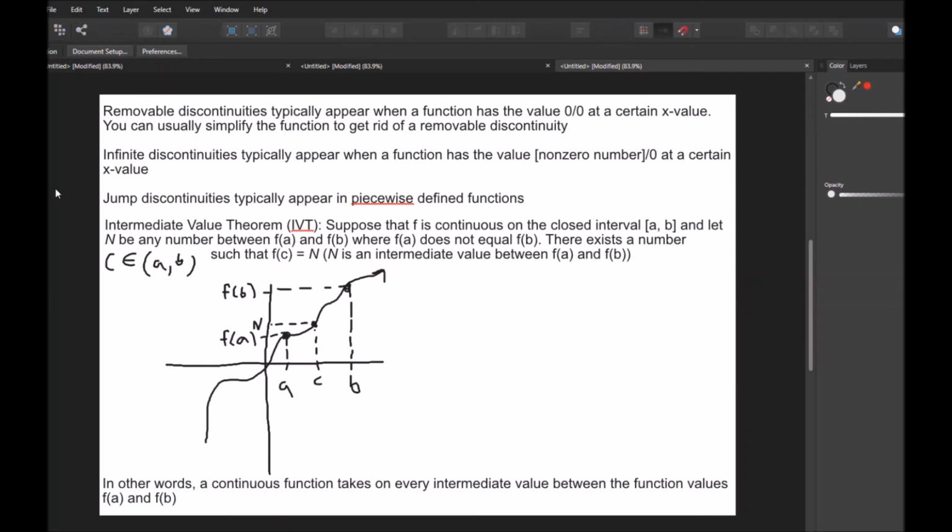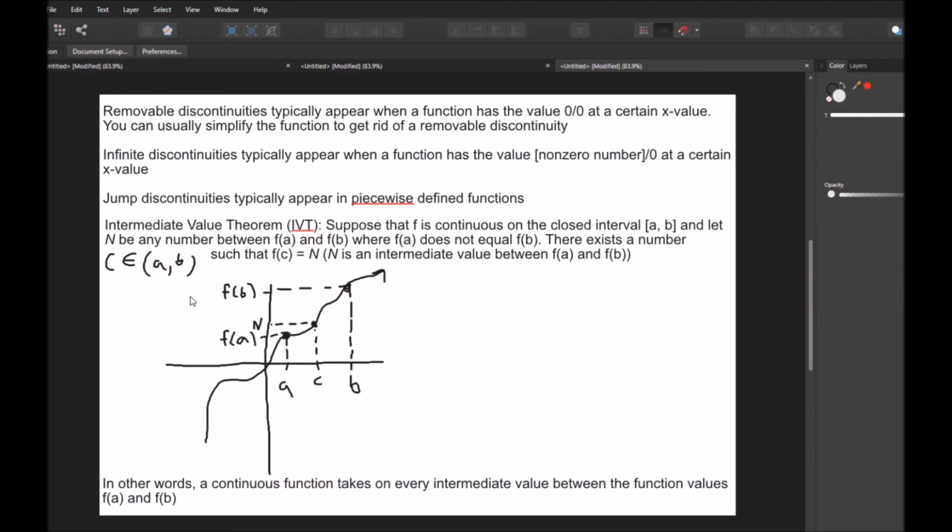Now we get on to the intermediate value theorem, which is a very important theorem and you're going to have to memorize it, so I would suggest you memorize it as soon as possible. But the intermediate value theorem says, suppose that f is continuous on the closed interval a to b, and let n be any number between f of a and f of b, where f of a does not equal f of b. There exists a number c in the interval a to b, and this symbol in between c and this interval means inside of. So there's a value c that's within this interval a to b, such that f of c equals n.